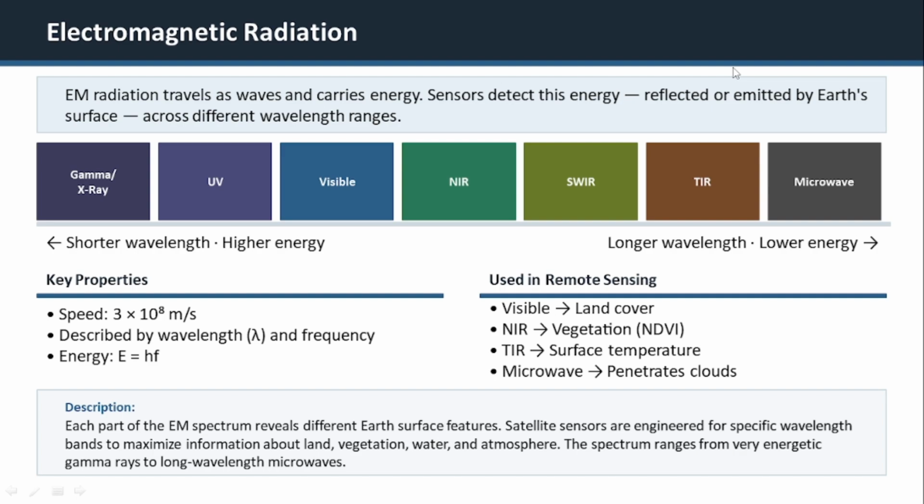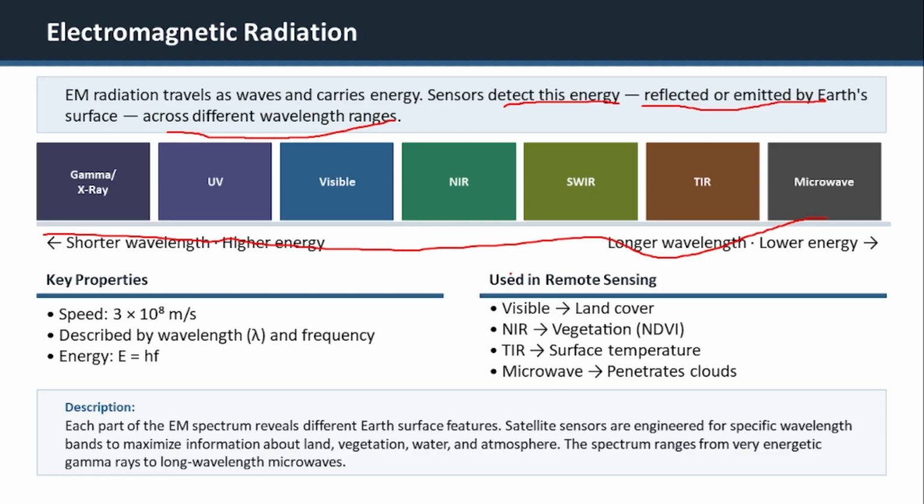Here you can see the electromagnetic spectrum. Remote sensing relies on the electromagnetic radiations that travel as waves and carry energy. The sensors that we use in remote sensing detect this energy, as I already mentioned. This energy is reflected or emitted by the Earth's surface across various different wavelengths. Here you can see the various different wavelengths. The electromagnetic spectrum includes gamma rays, X-rays, UV, visible, etc.